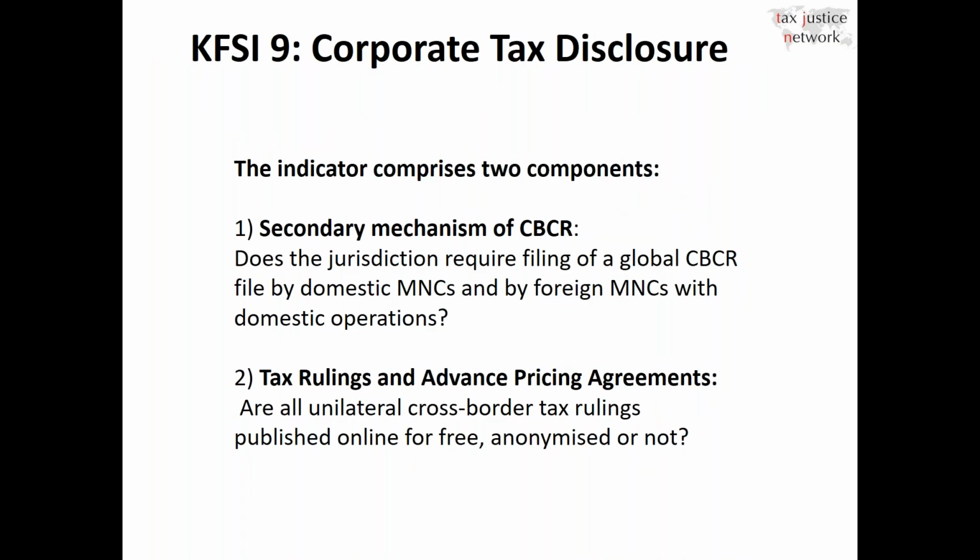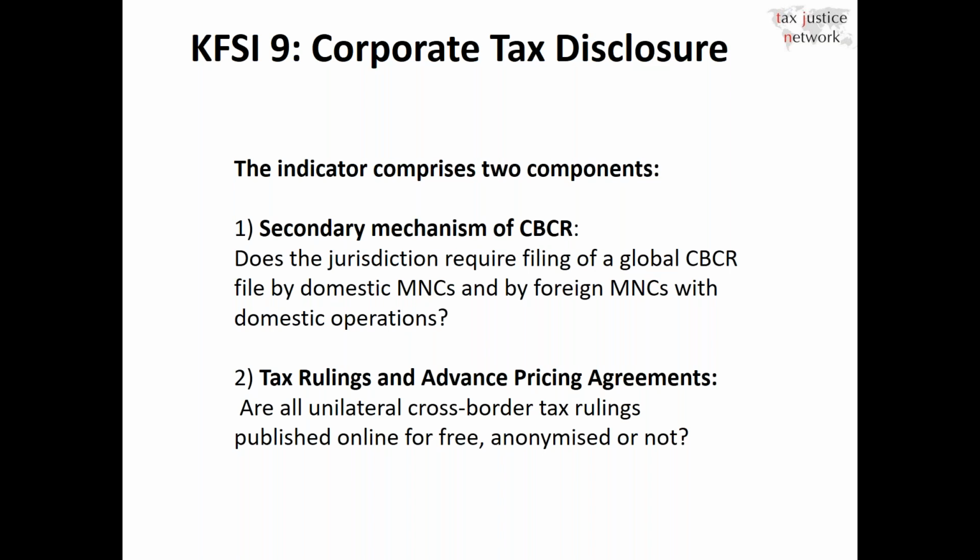Next new indicator is KFSI number 9 on corporate tax disclosure. And here we also have two different components. The first one is on secondary mechanism of country-by-country reporting. And here we measure whether the jurisdiction requires the filing of a global country-by-country reporting file by domestic multinationals and by foreign multinationals with domestic operations.